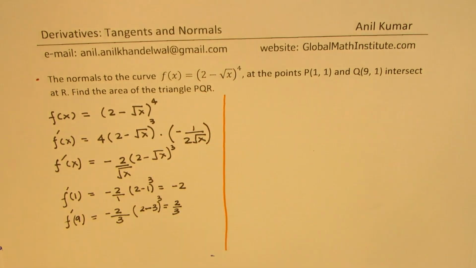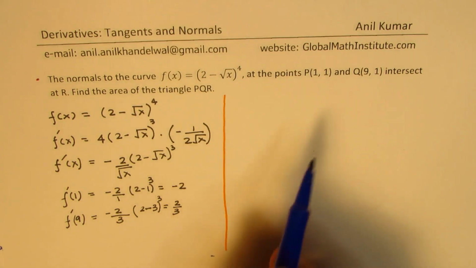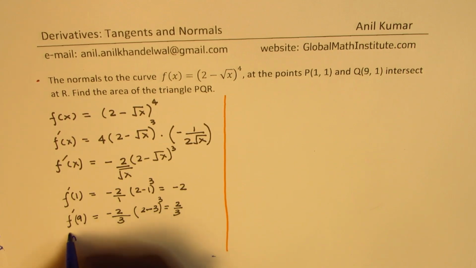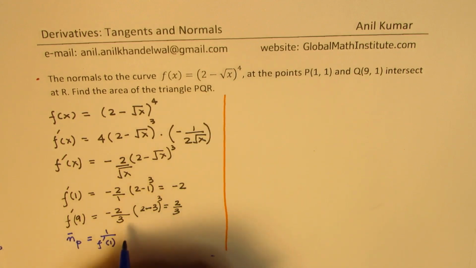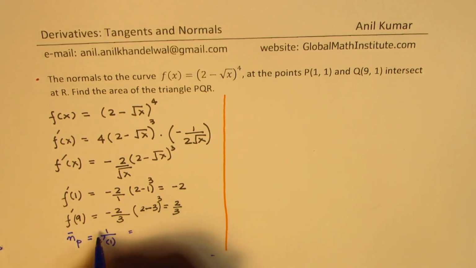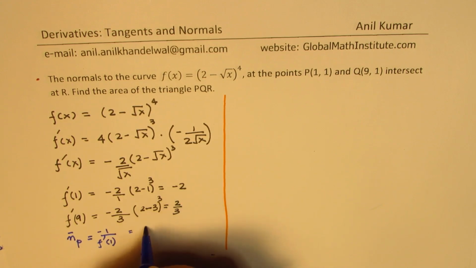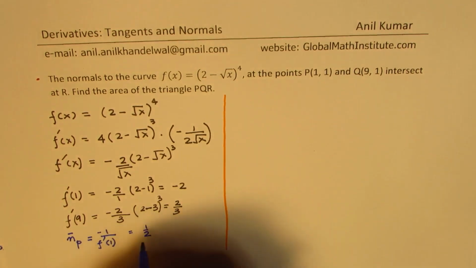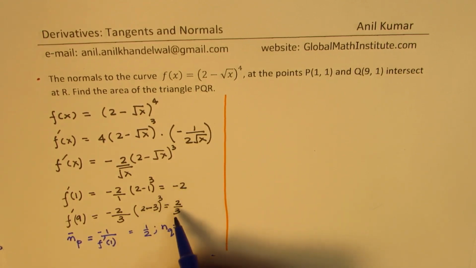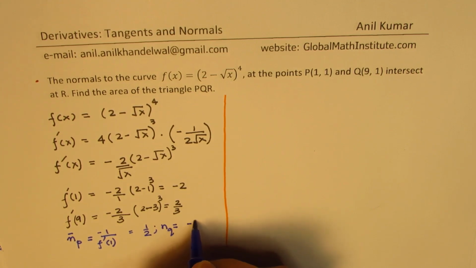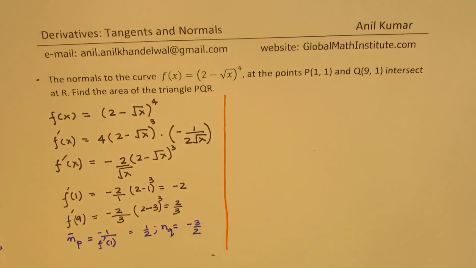Correct. So from here, we can always write down what is the slope of the normal, right? So at P, the normal at P will be what? Normal at P will be the negative reciprocal of the derivative value at 1, since the point P is 1, 1. So it is going to be half. And the normal at Q is going to be the negative reciprocal of this, which is going to be minus 3 over 2. Is that clear to you, right? So that is important to understand.